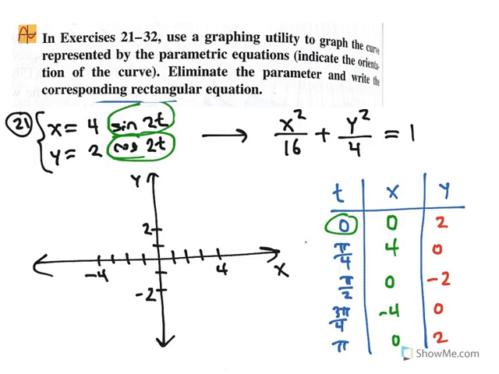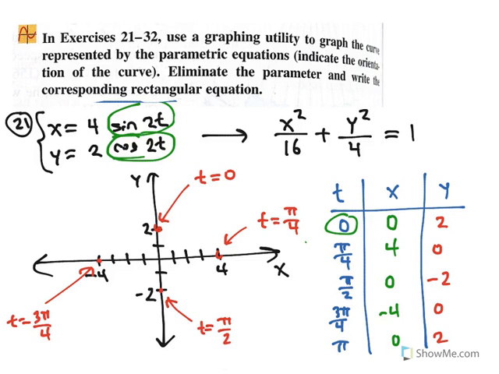So we will begin by plotting the point 0, 2. So we have 0 for x and 2 for y, and this happens when t is equal to 0. And then we have the point 4, 0. This happens when t is equal to pi over 4. We have the point 0, negative 2. This happens when t is equal to pi over 2. We have the point negative 4, 0. This happens when t is equal to 3 pi over 4, and we have the point 0, 2. Once again, we're back where we started at t is equal to pi.